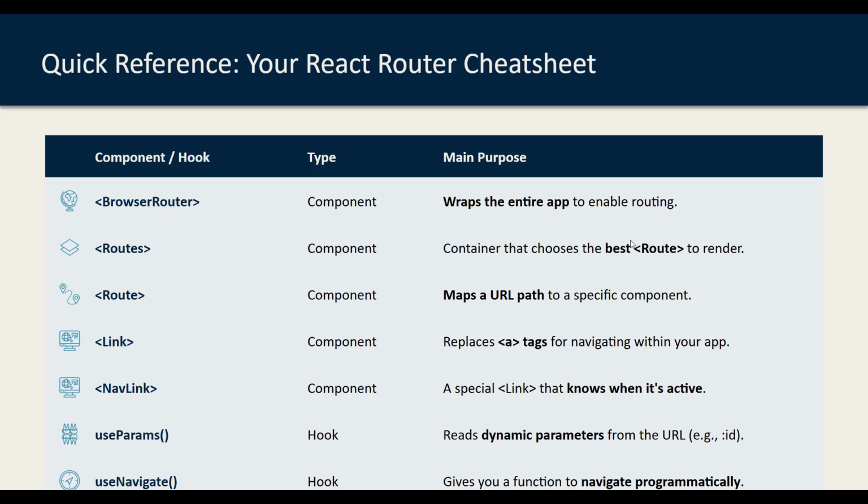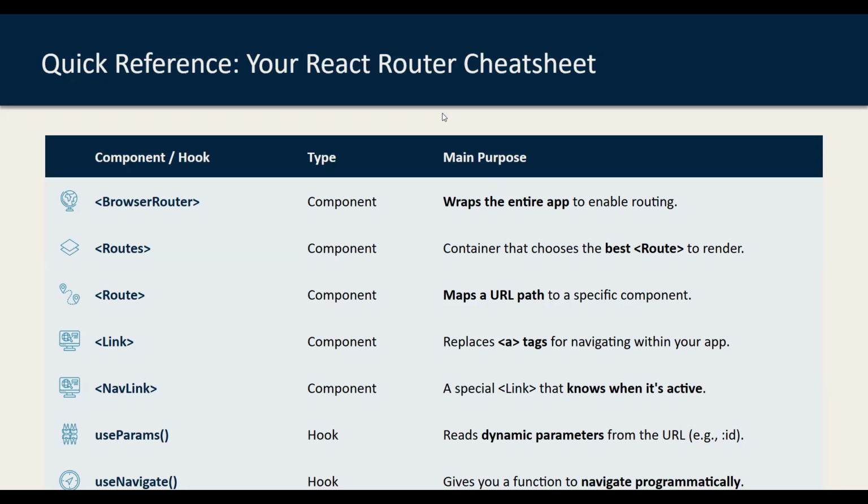And then Route maps a URL path to a component. And then Link lets us navigate internally without a full page reload. And NavLink is a special link component that helps us style the active link. And then useParams is a hook that helps us read dynamic values from the URL. And useNavigate is another hook that lets us navigate from JavaScript whenever navigation happens because of logic.